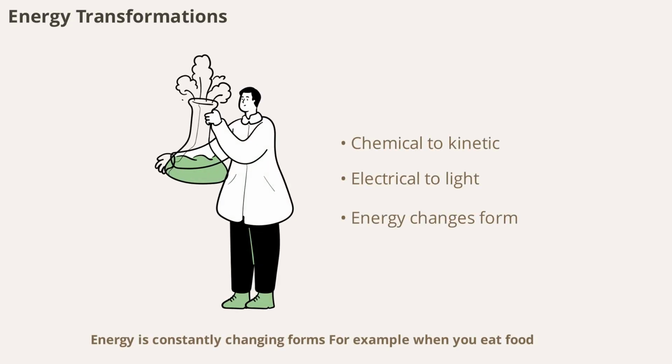Energy is constantly changing forms. For example, when you eat food, chemical energy is converted into kinetic energy as you move. In a light bulb, electrical energy turns into light and heat. Understanding these transformations helps us see the interconnectedness of different energy forms in our world.